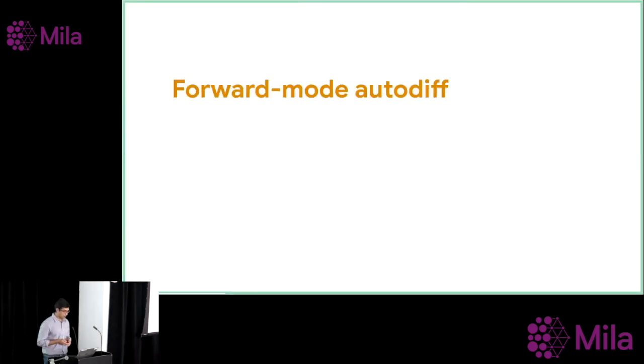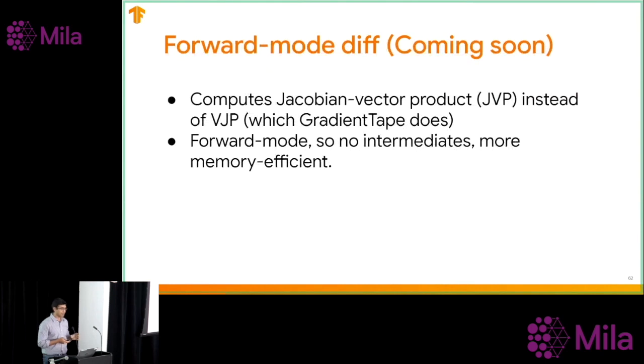Another thing we have been working on is forward mode differentiation. Contrast this with backward mode. In backward mode, you start with the y's and then you apply the chain rule backwards. In forward mode, you start at the top, with tangents or derivatives with respect to your x's, and then you work downwards. This is not in the public API yet, but I think it will land very soon. This basically computes your Jacobian vector product instead of your VJPs.